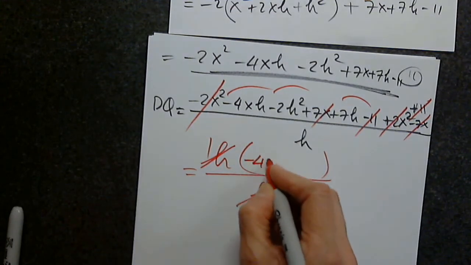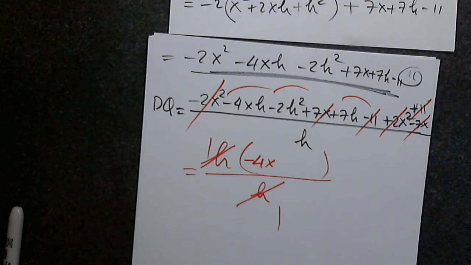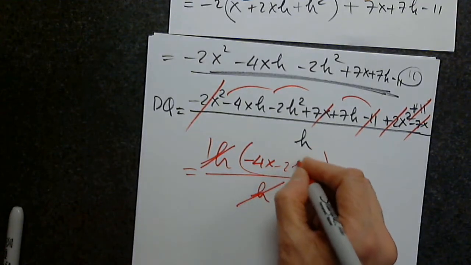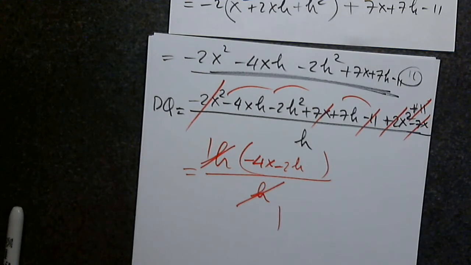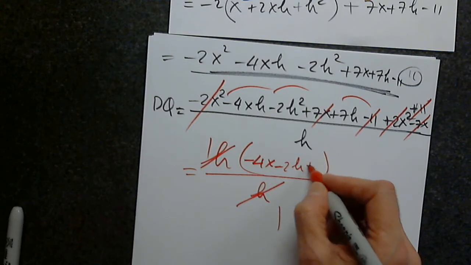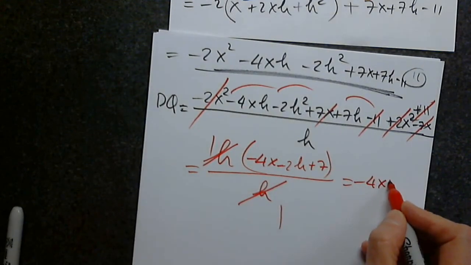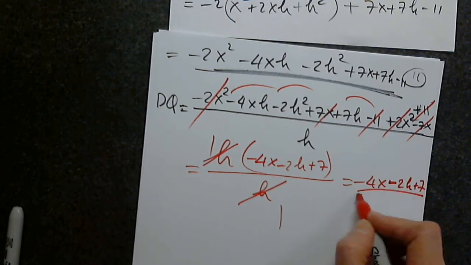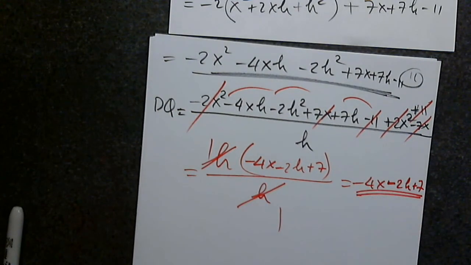Negative 4x, minus 2h, plus 7. Very good. And this is negative 4x minus 2h plus 7. This is the difference quotient, which is the rate of change of a function at a point where certain conditions are fulfilled. But you have to wait for calculus for that, for the conditions. Next question.